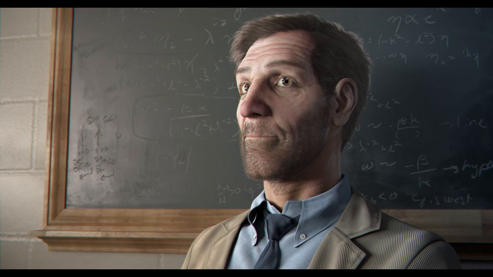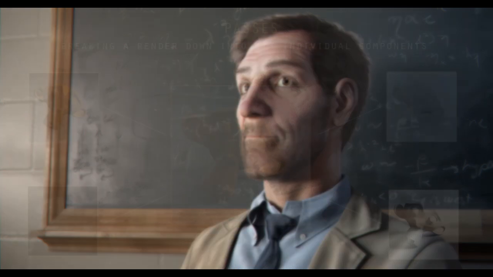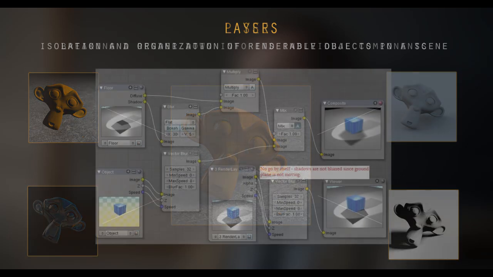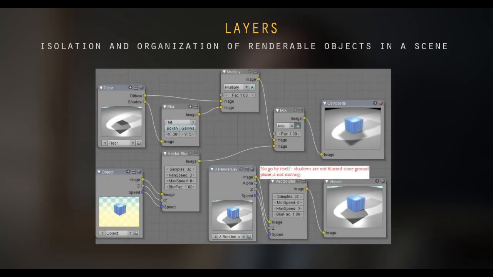When rendering 3D imagery, render passes and render layers are standard features for breaking down a rendered image into its separate elements. As far as I understand it, passes are used to break down a single render into its individual components. For example, an image's diffuse component, specular, shadow, reflection component, etc. But note that these are all extracted from the same render. A render layer is different in that its purpose is to separate and organize pieces of the scene, like a floor from a box that's sitting on the floor, for example.